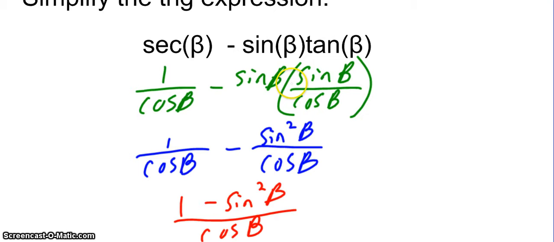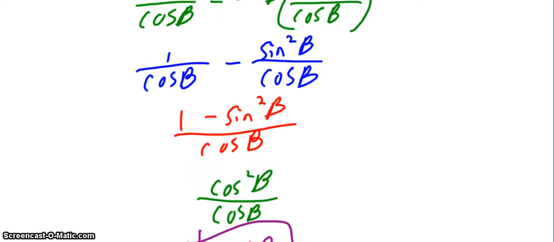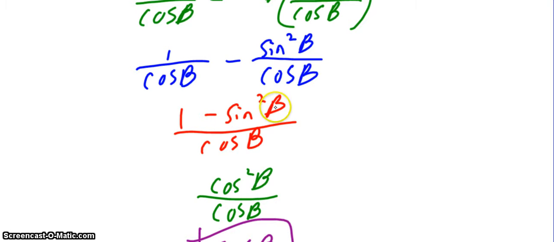Now I combine terms here. So sine of beta times sine of beta over cosine beta is sine squared beta over cosine beta. This one stayed the same. Now I noticed I have subtraction of two fractions. They already have a common denominator, so I can combine them. So this becomes 1 minus sine squared beta over cosine of beta.